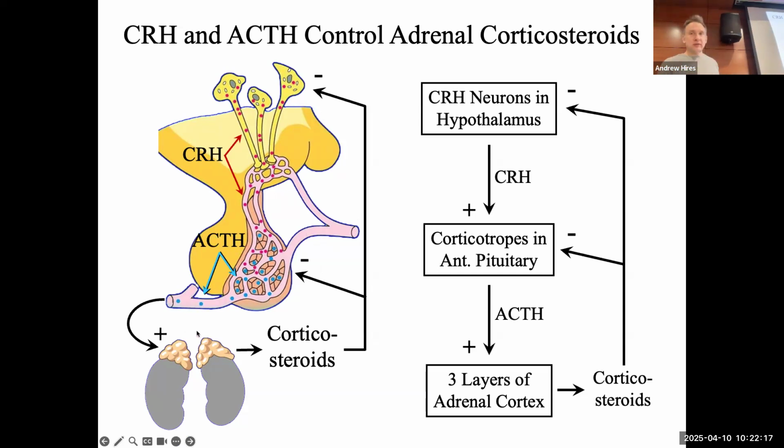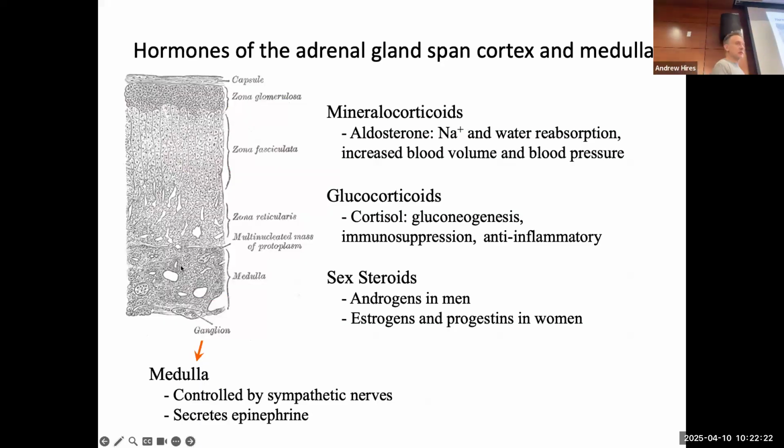Where's ACTH acting? It's acting on the adrenal gland. Now, we've talked a little bit about the adrenal gland already. This is the gland, this sort of pyramid of tissue that sits on top of each kidney, and some of the things that it releases are directly impacting the kidney. You can divide it into 4 layers. The top 3 layers are part of the cortex, and then we have the medulla, the inside layer. Each layer is going to have a specific function.